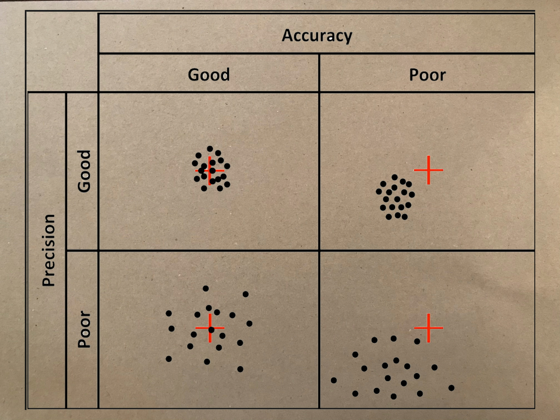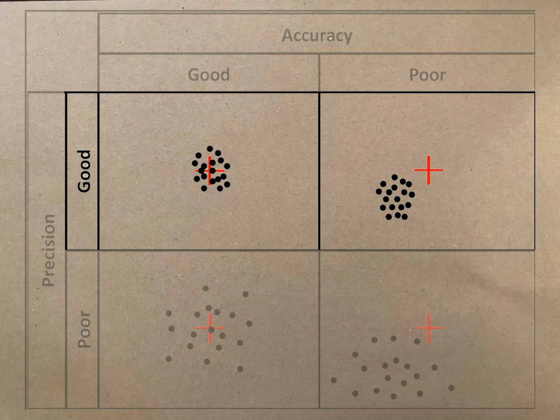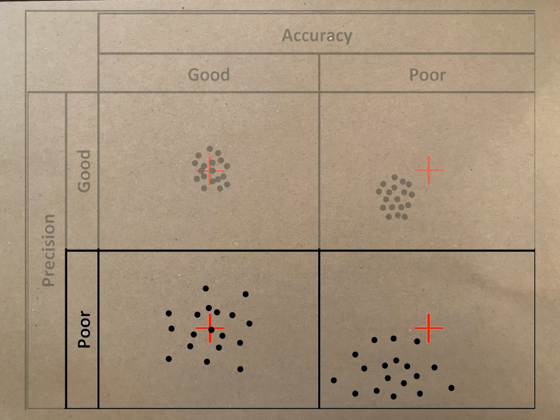Precision is the reproducibility of the gaze position signal, so the black dots here returned by the eye tracker. Good precision is little variability between the dots reported by the eye tracker, and you can see that here. Bad precision would be a lot of variability between the dots, and you can see that here.